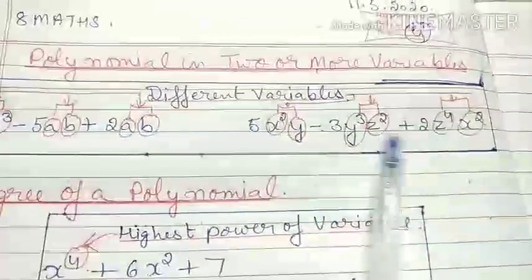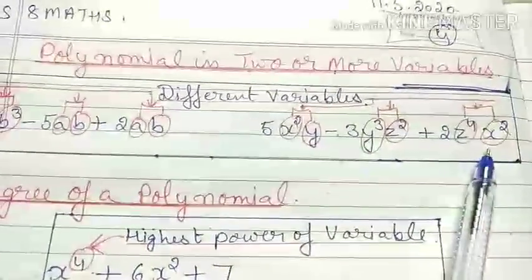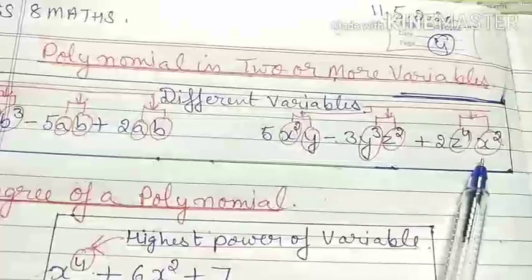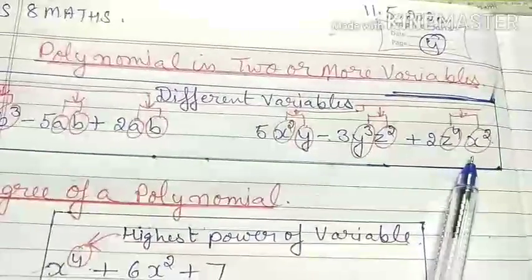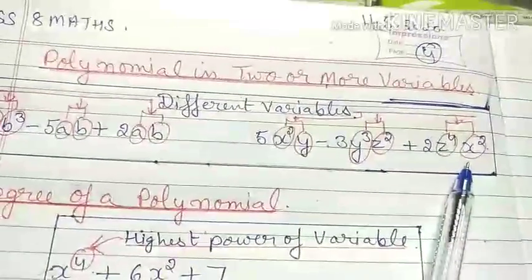But if there are three variables multiplied with each other, we can say it is a three variable polynomial, or more than two variable polynomial.